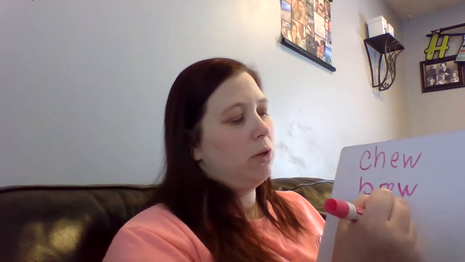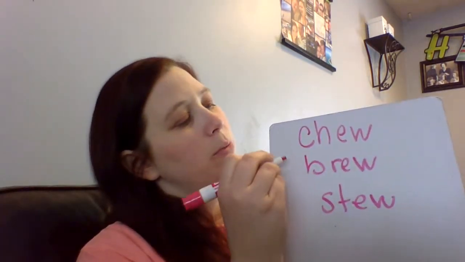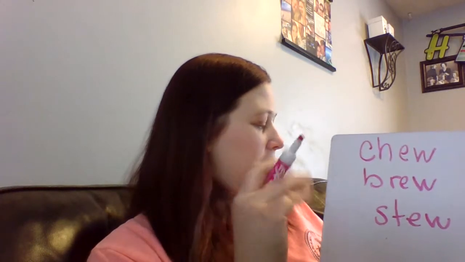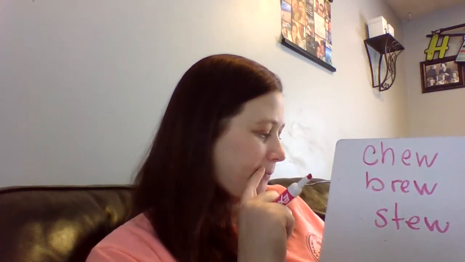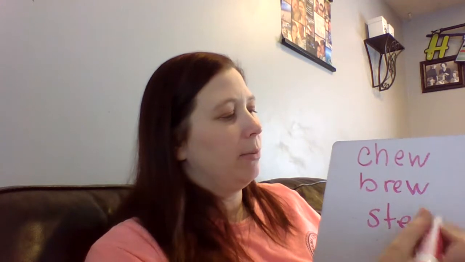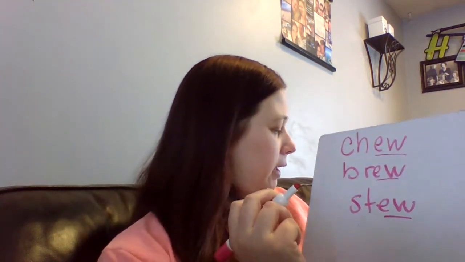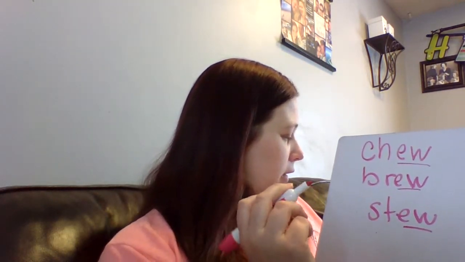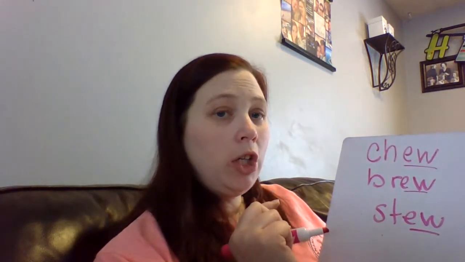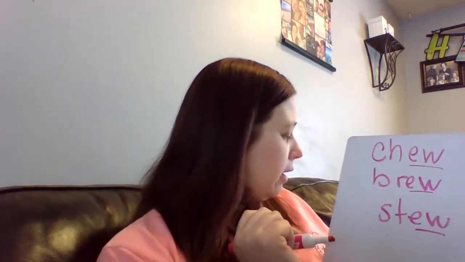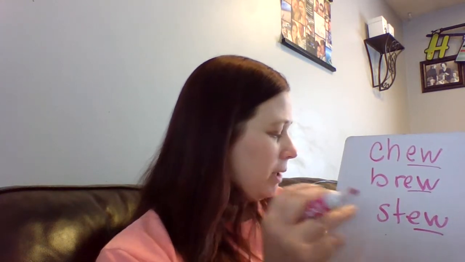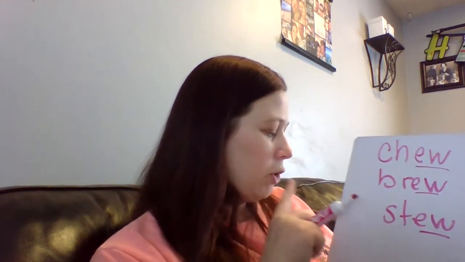And we're going to talk about our new digraph. We have chew, brew, stew. What are you seeing that's making that ooh sound? It's our EW, right? And that is a digraph EW. So it makes the same sound as the long U, ooh. And it also makes that O-O sound too.